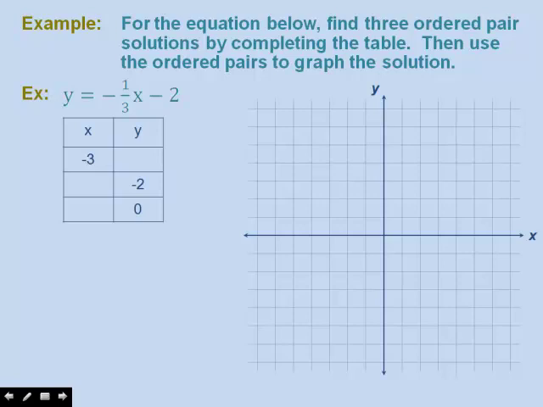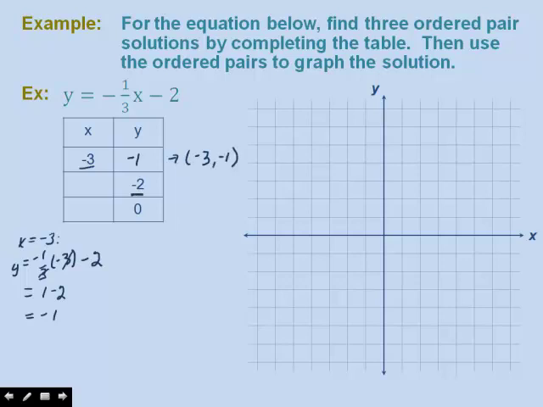So let's start out with x is equal to negative 3. So we have y is equal to negative 1/3 times negative 3 minus 2. And if we take negative 1/3 times negative 3, we can cancel the 3's. And also, since we have 2 negatives, that's just going to be a positive. So that gives us a positive 1. So we end up with y is equal to negative 1. That's going to give us the point, negative 3, negative 1 to plot.